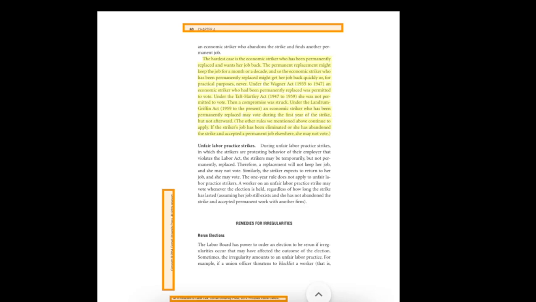Under the Wagner Act, 1935 to 1947, an economic striker who had been permanently replaced was permitted to vote. Under the Taft-Hartley Act, 1947 to 1959, she was not permitted to vote. Then a compromise was struck. Under the Landrum-Griffin Act, 1959 to the present, an economic striker who has been permanently replaced may vote during the first year of the strike, but not afterward. The other rules we mentioned above continue to apply. If the striker's job has been eliminated or she has abandoned the strike and accepted a permanent job elsewhere, she may not vote.